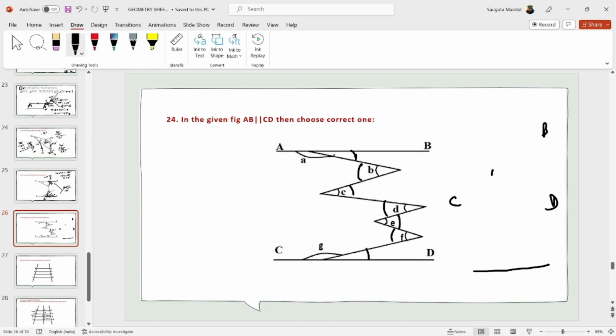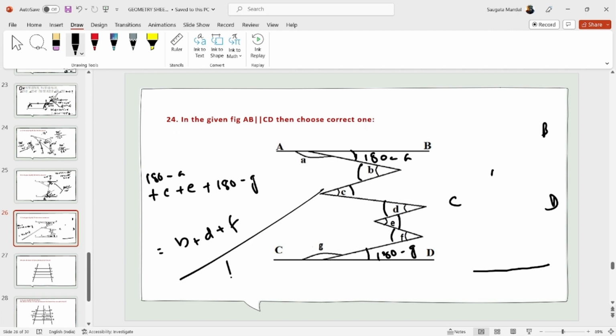This is a straight line. This angle is A. Obviously, this is 180 degree minus A. This is a straight line CD. The angle is G. So this is 180 degree minus G. In the equation, we can easily write 180 degree minus A plus C plus E plus 180 degree minus G is equal to B plus D plus F. This is the answer. Next question.